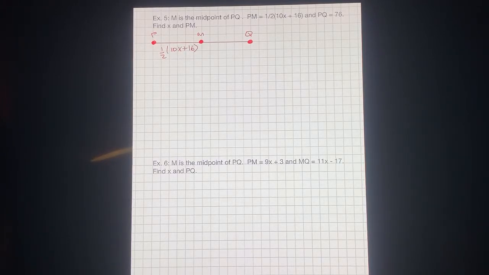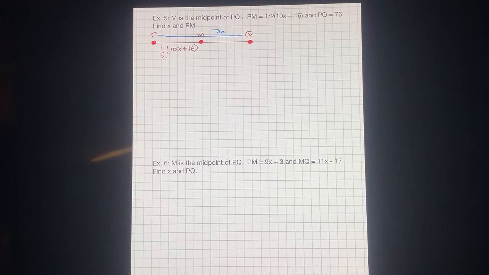And then I have that PQ, that means the whole line, equals 76. So now they're asking me to find x and PM. So I know that this PM part equals 1/2 of 10x plus 16.